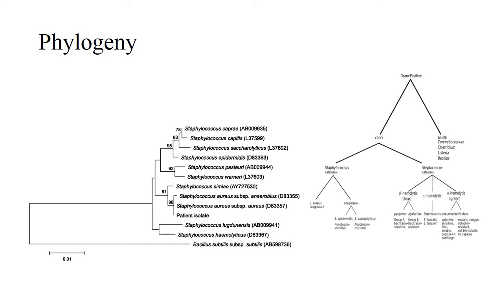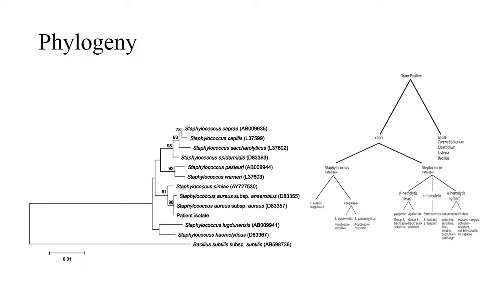Now phylogeny. When I looked for phylogeny, this was what I could get, but I'm going to talk about the taxonomy. The domain is bacteria. Kingdom is Eubacteria. The phylum is Firmicutes. The class is Bacilli. Order is Bacillales. Family is Staphylococcaceae. Genus is Staphylococcus, and species, the name of the organism, is Staphylococcus aureus.